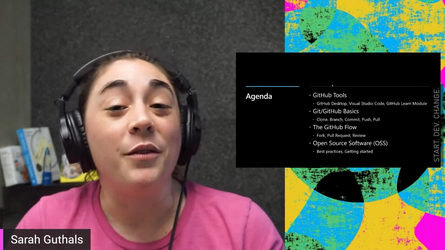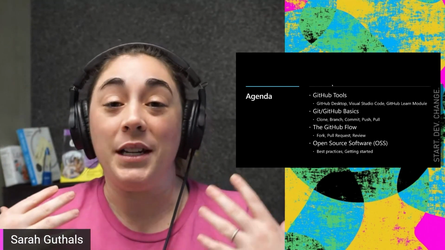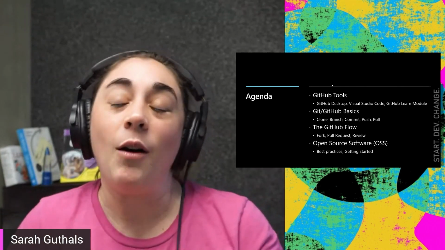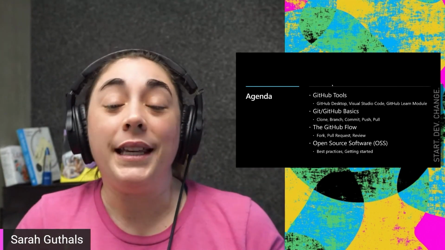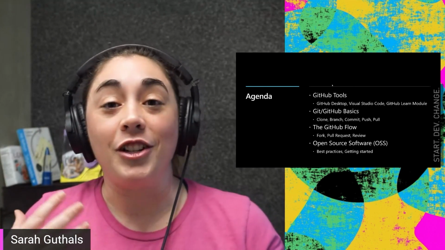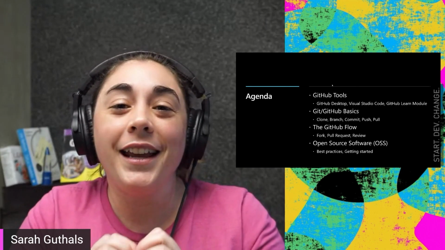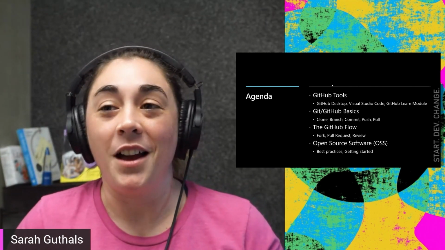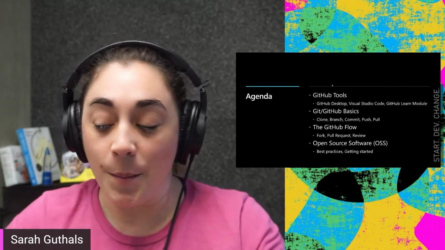After we explore some of the tools, we're also going to go into what exactly is Git and GitHub, and I'll kind of demo how it works. We'll go through the GitHub flow, which is actually different from Git, and I'll explain that. And then I'll touch briefly on what open source software is, or OSS. All right, so let's get started.